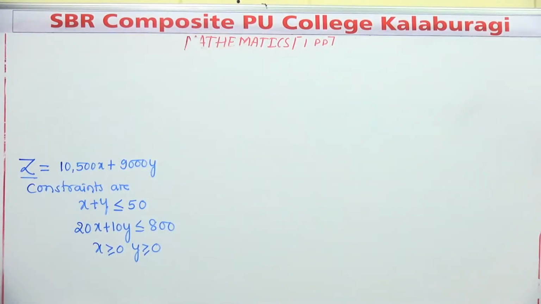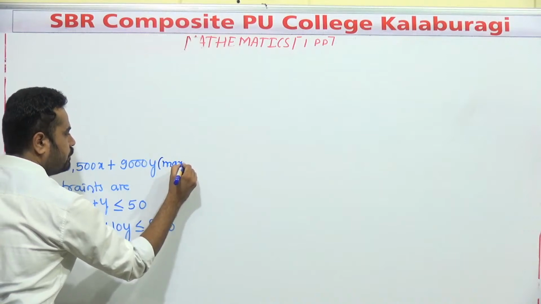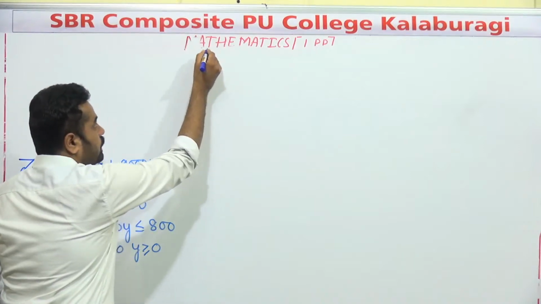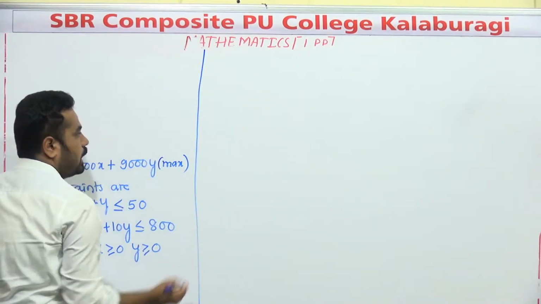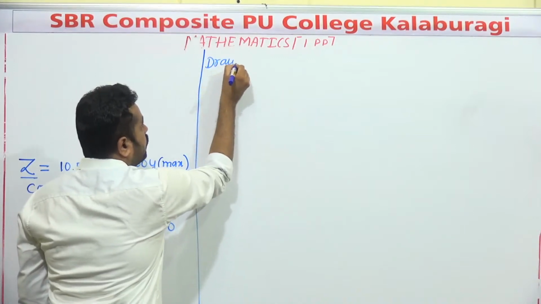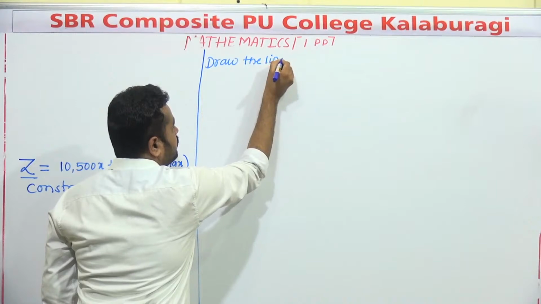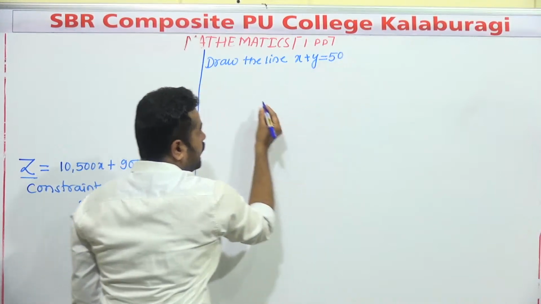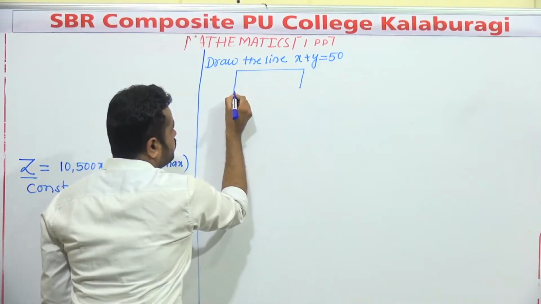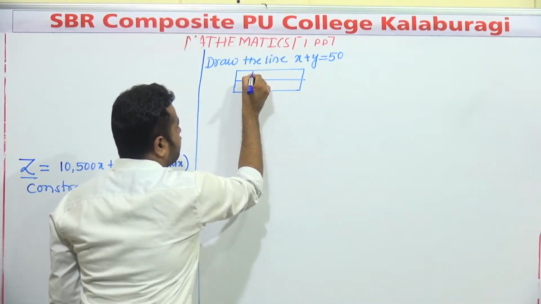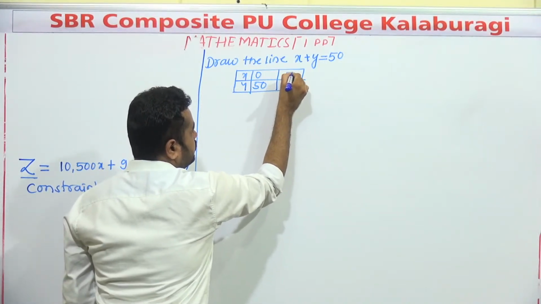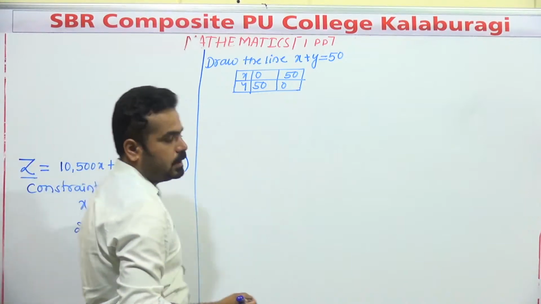Now I will write it down. Here we want maximum profit. We want the maximum of this. To get the maximum value, what do we have to do? First, we have to draw the lines. Which line? What is the first one? That is x plus y equal to 50. And what are the points here? X is 0 and y is 50. If y is 0, then x is 50. Correct? Now draw this line.